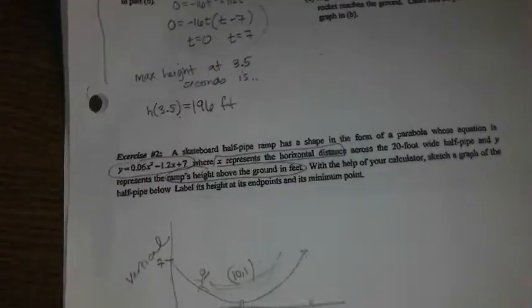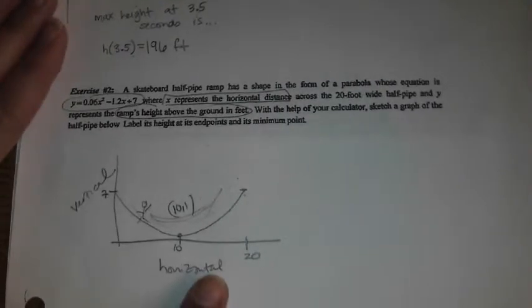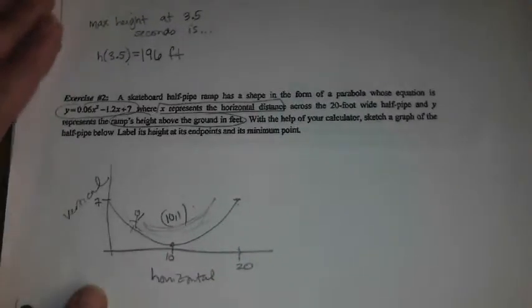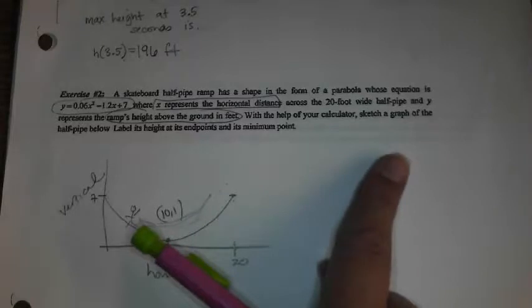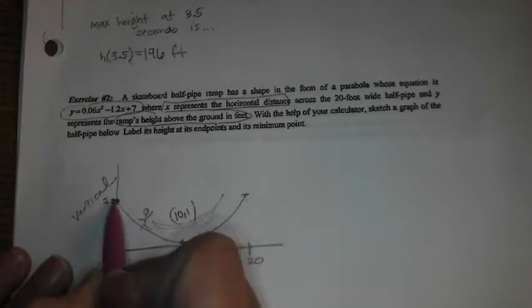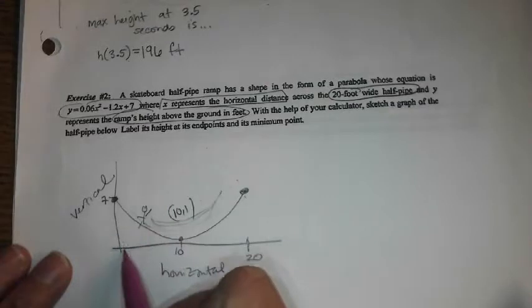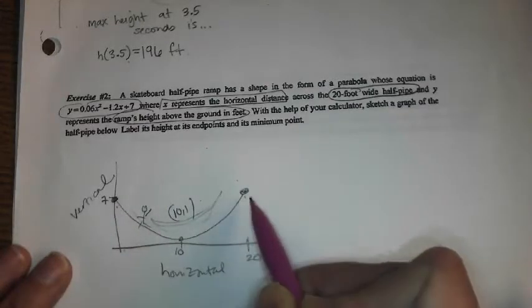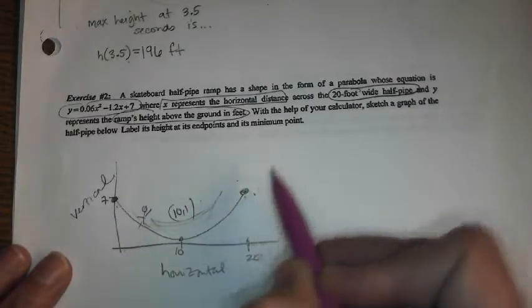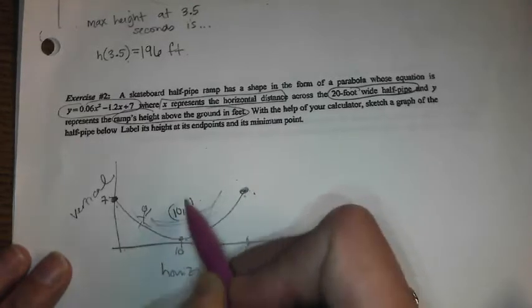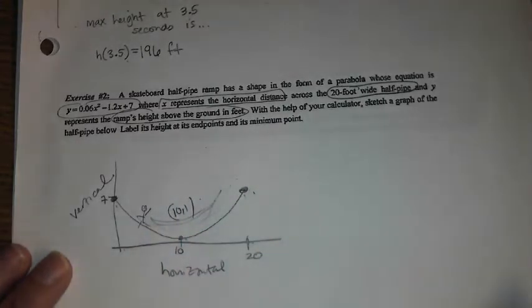We got to this half pipe one, right? Okay. I think we were sort of rushing through this, so I want to see if there's anything we missed. Label its height at its endpoint, so we just found the y-intercept and then the 20. Knowing that this was a 20-foot wide half pipe, we found 0, 7, and 27, so we found our endpoints. And then, again, the minimum point, we traced the vertex, we found the minimum.